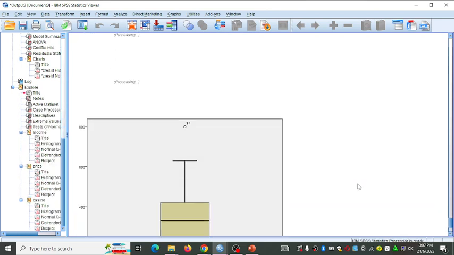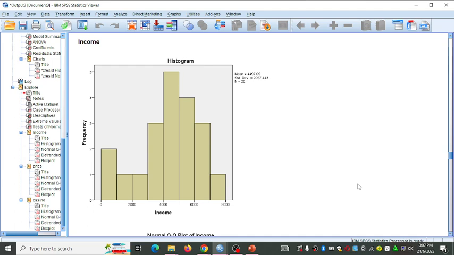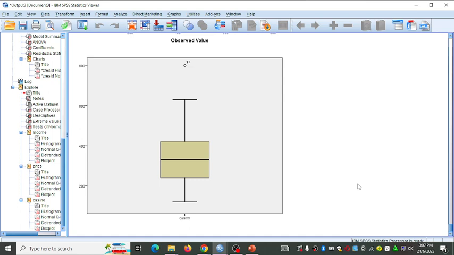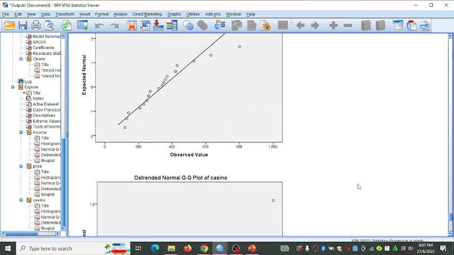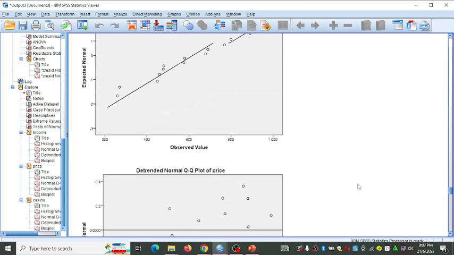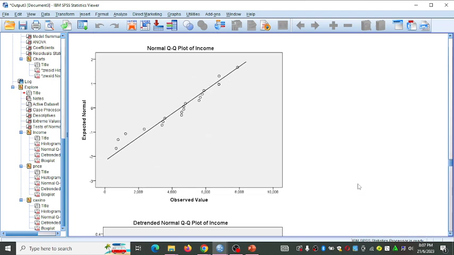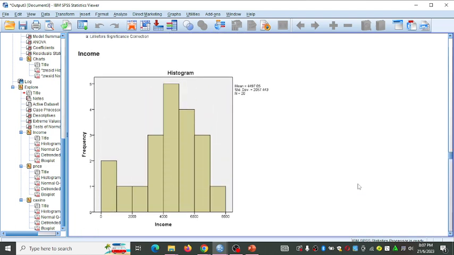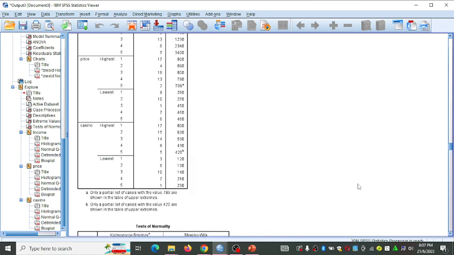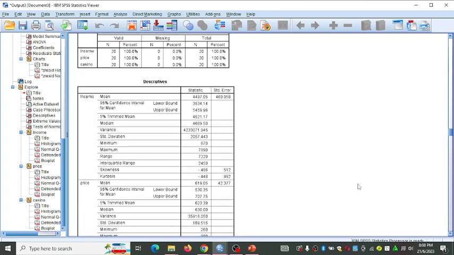What do you see first, before we continue? These are the observed values for casino. The other one is for price, and another is for income. So we have the values here. These are the outputs.